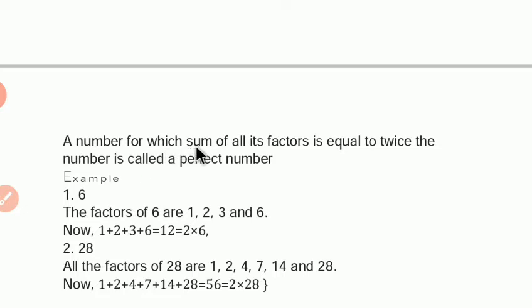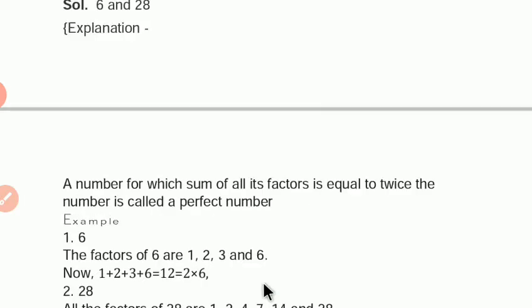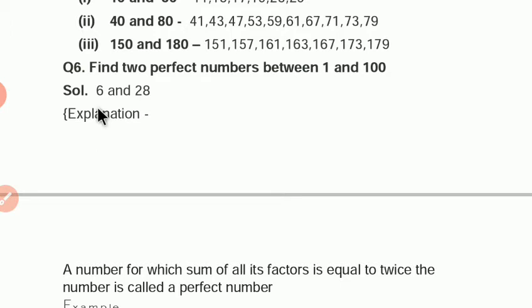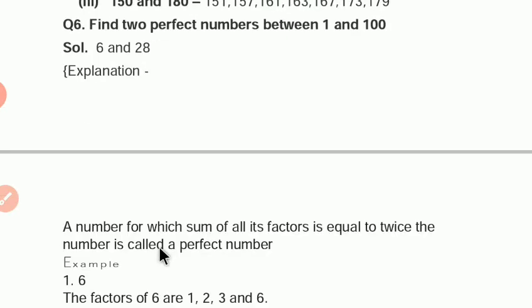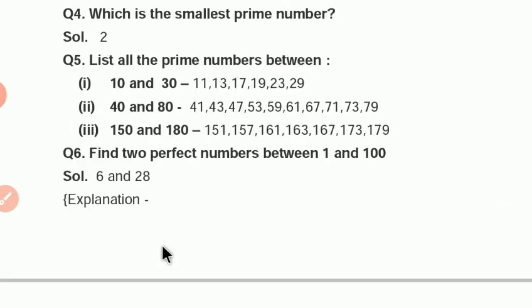So we can see that a perfect number is a number for which the sum of its factors is equal to twice the number. It means 12 is twice of 6 and 56 is twice of 28. Twice means double. So only 6 and 28, only two numbers, are perfect numbers between 1 and 100. It's only for explanation, no need to write it once again.